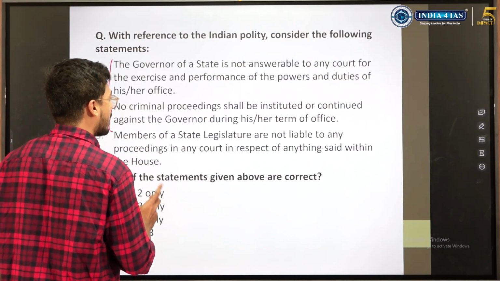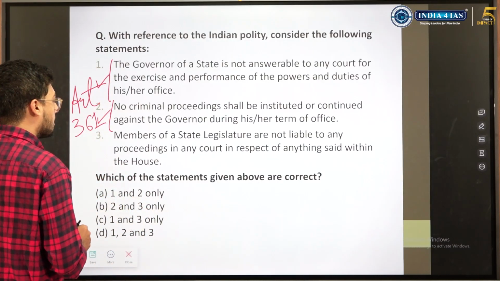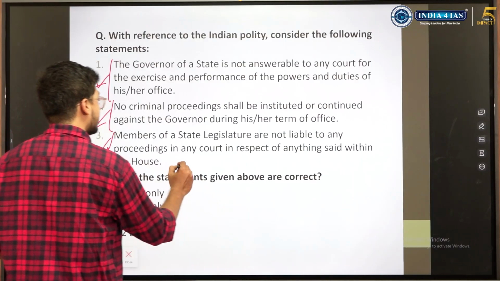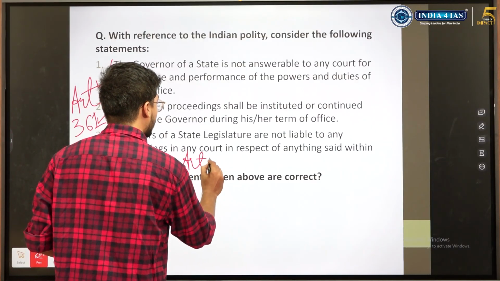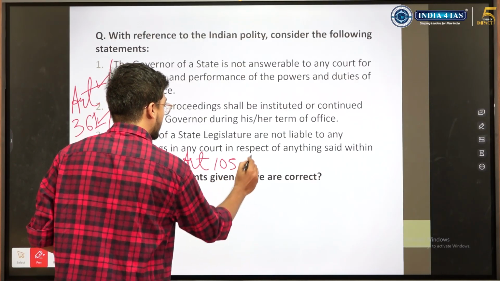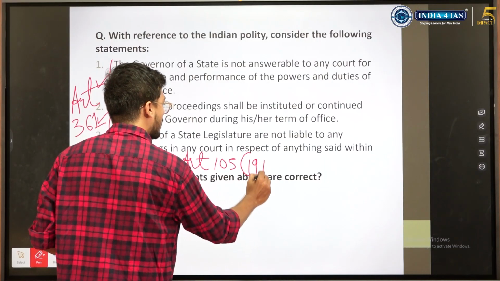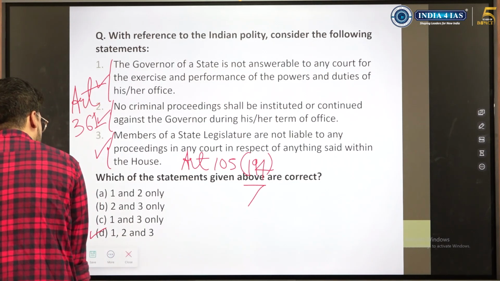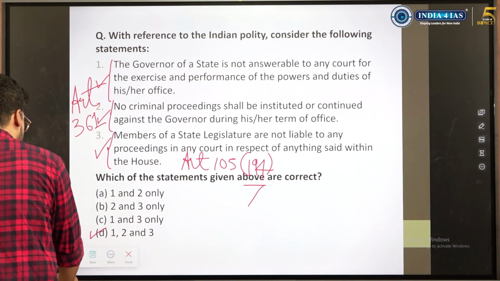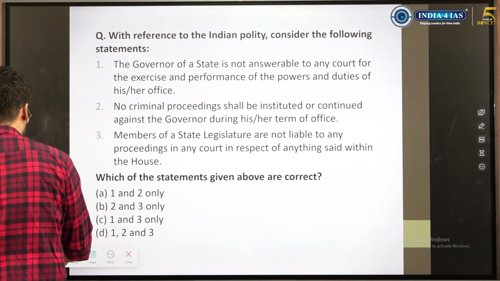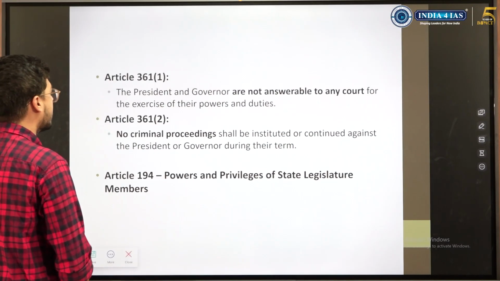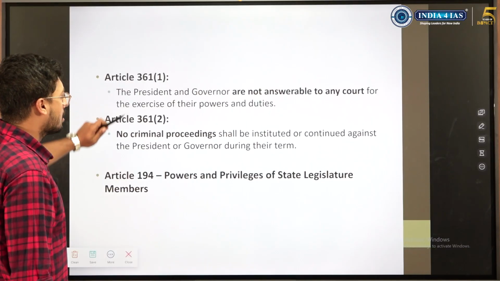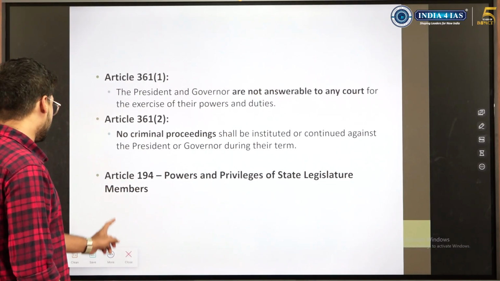Members of the state legislature are not liable to any proceedings in any court in respect of anything said within the house. This is also correct. And this is a privilege, just like the parliamentary privilege under Article 105. A member of the state legislature also has a privilege under Article 194. So this was an easy question. Answer is 1, 2 and 3. Like I said, the first two statements are covered under Article 361. The third statement is covered under Article 194.